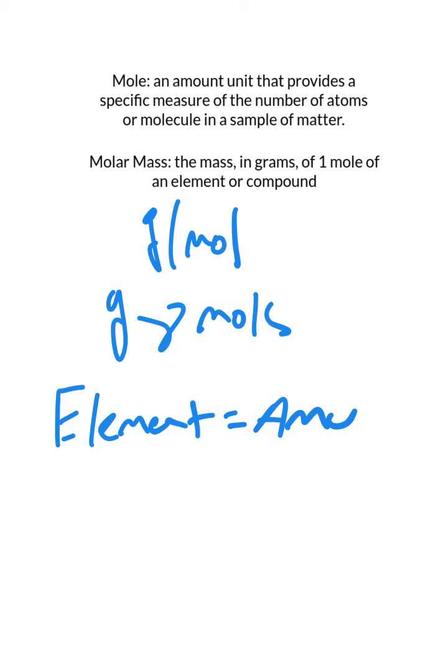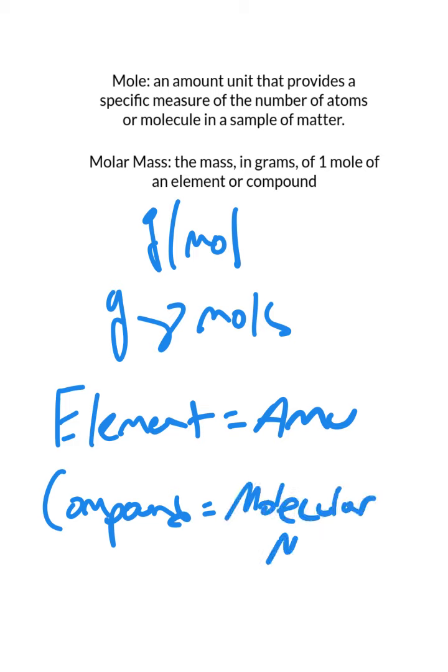So for an element, its molar mass is equal to its AMU. Likewise, the molar mass of a compound is equal to its molecular mass, which is just the AMU of all of its elements involved added up together. So that's why it is so important for us to know how to calculate our molecular mass, because our molecular mass is our molar mass in the instance of a compound.